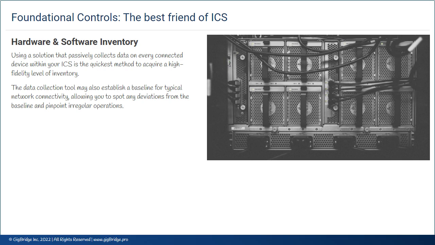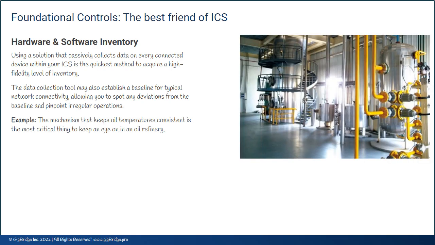You can start to watch for and manage changes in your process configuration once you've established a baseline monitoring process. Someone in charge of an oil refinery, for example, may be aware that the system that keeps oil temperatures stable is their most vulnerable asset.